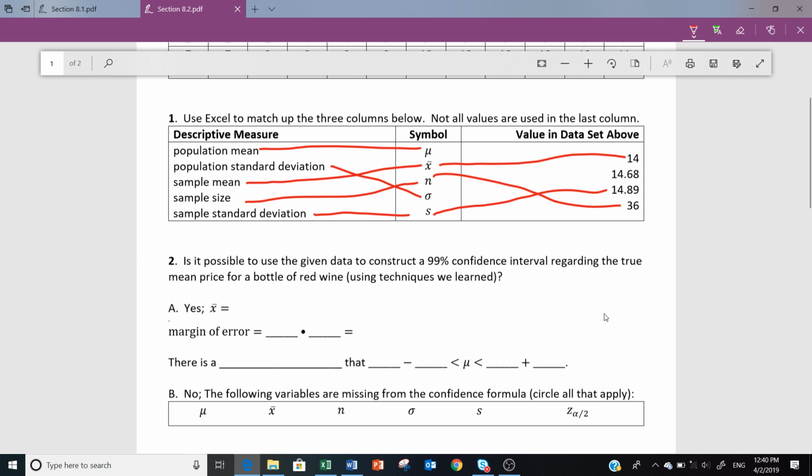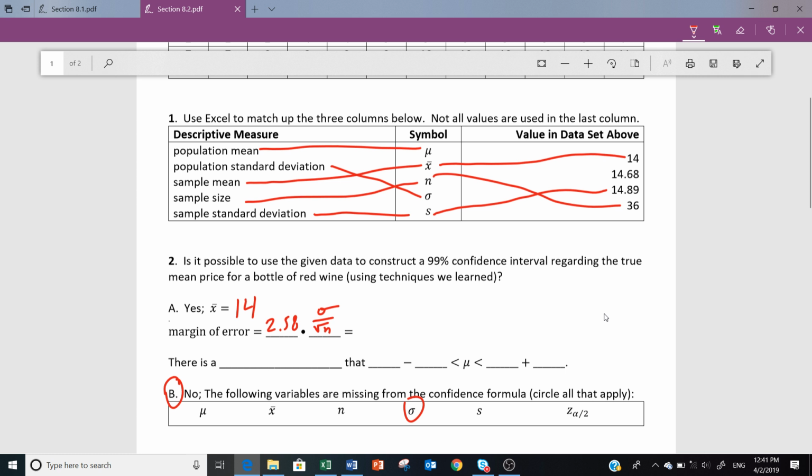Okay, good. You can start filling in the values. X bar is 14. For 99% confidence, it's 2.58. And then this is supposed to be sigma divided by the square root of n. Do we have sigma? No, so that's why it's B. We don't have sigma, that's the problem. We can't figure out the confidence interval.